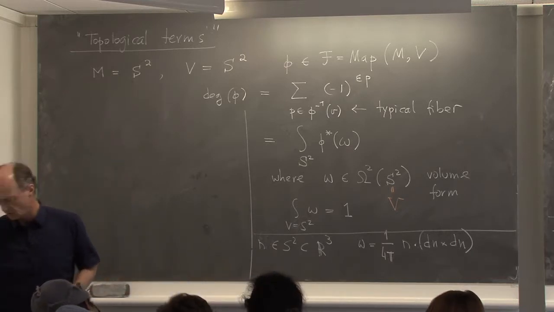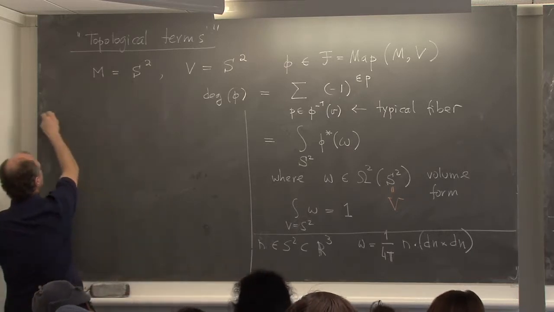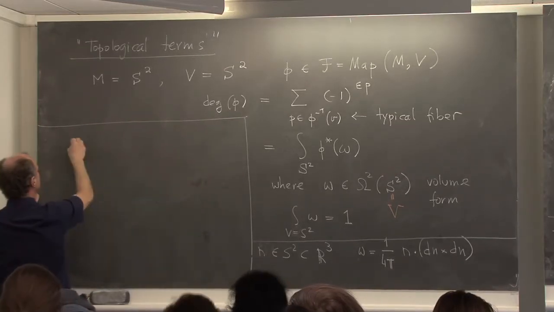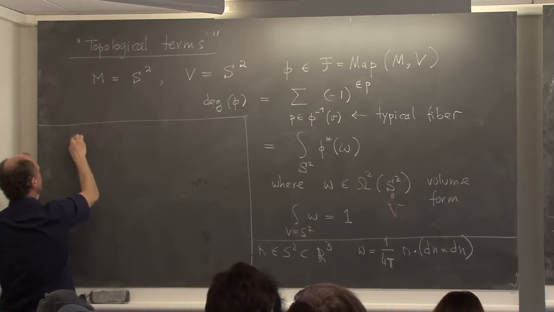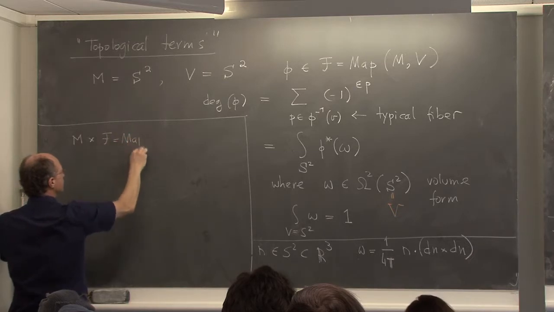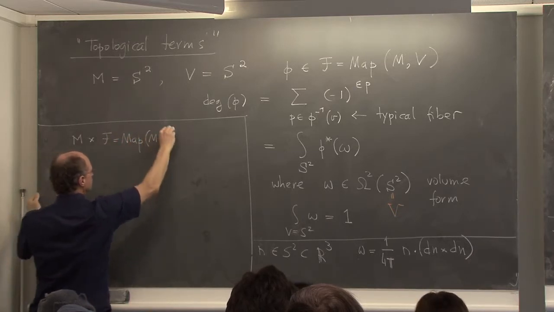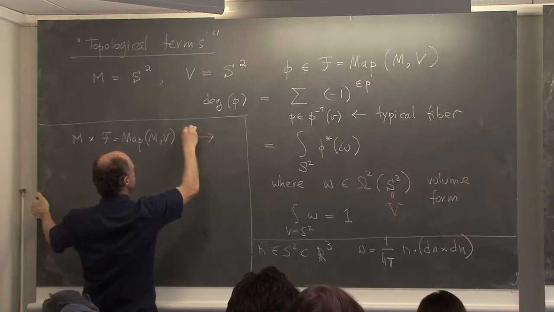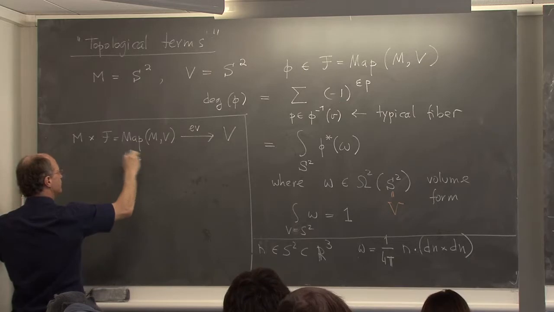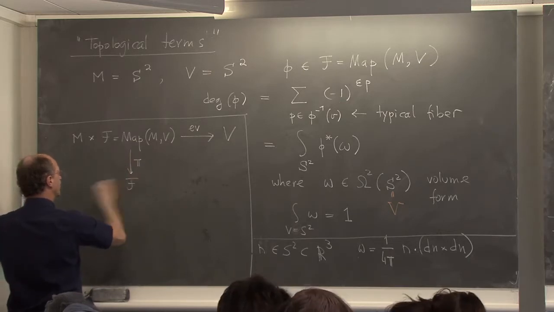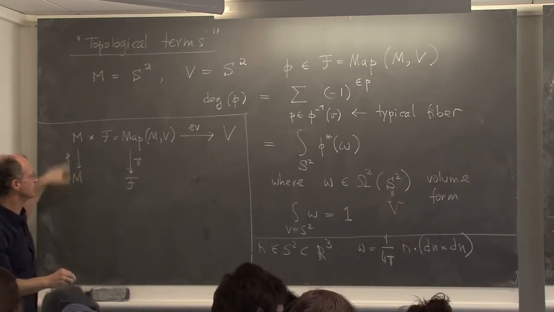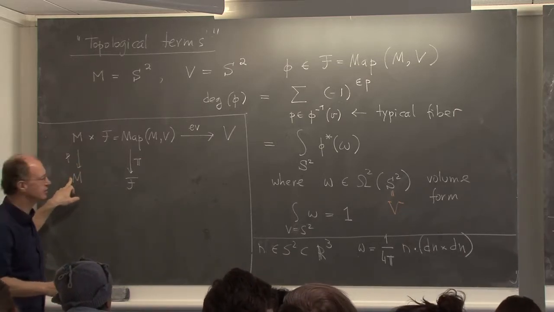Now, maybe to go back here. So what's going on here? We have M cross F, which, as usual, maps from M to V. So there is the evaluation map to V, and there is a projection pi to F. There is, of course, another projection P to M, but that's something that we're rarely using.